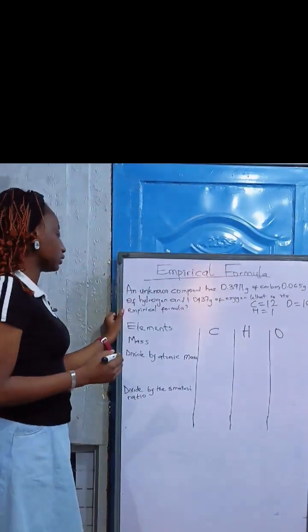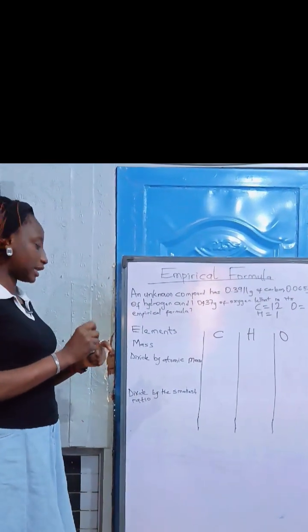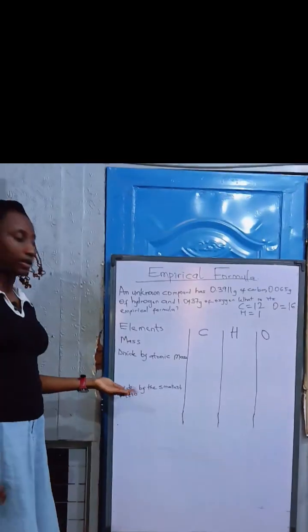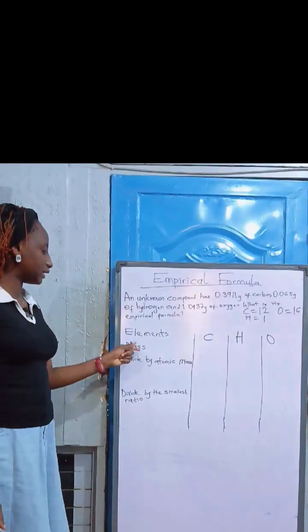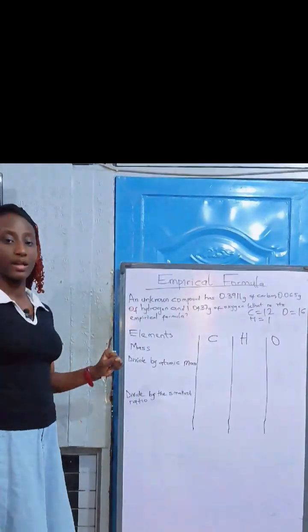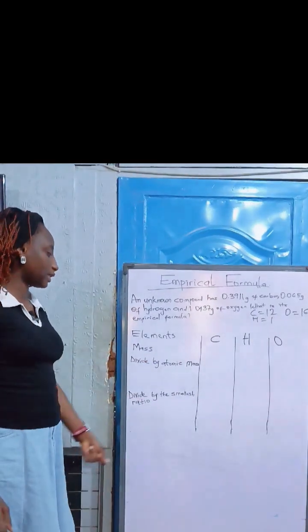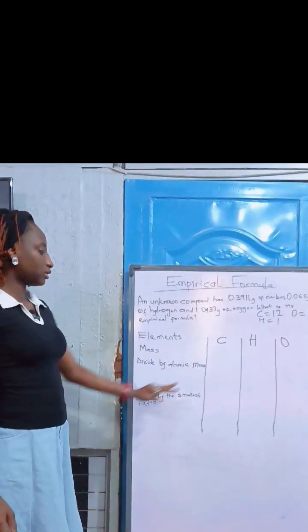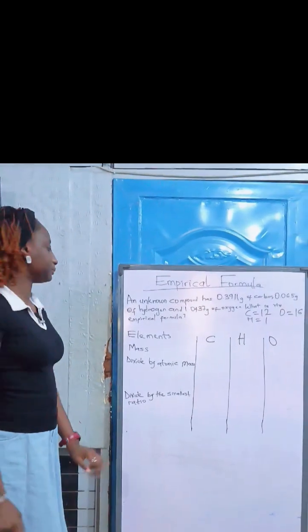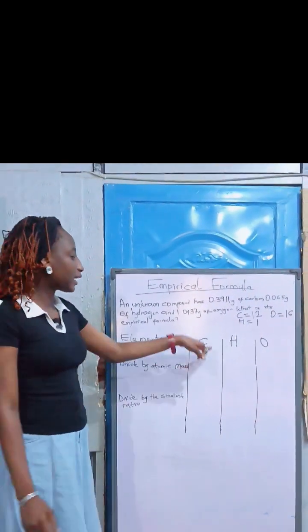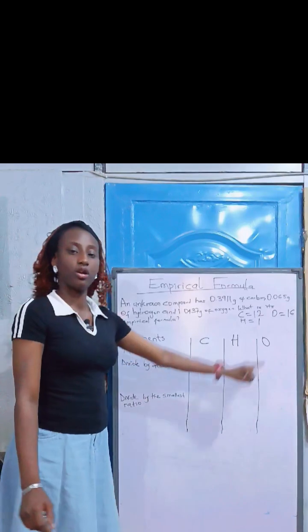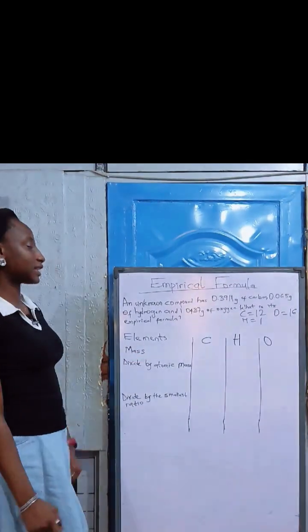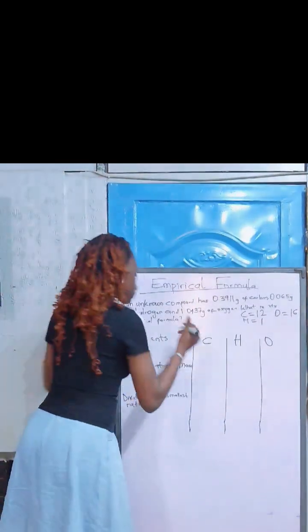Okay, so the next thing, first let me tell you what I've written here. So you have the element, the mass. You remember that we talked about the atomic mass. So what you do with the atomic mass is to divide the mass by the atomic mass. And yes, let's stop there for now. So the element is carbon, hydrogen, oxygen. Then what are the masses given in the question? You write it.